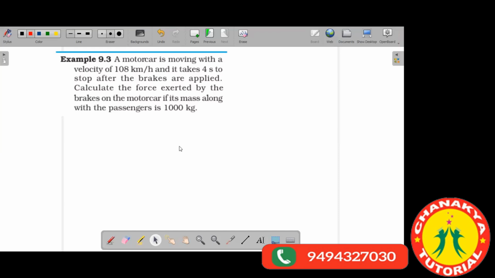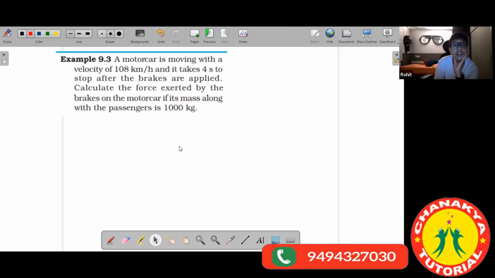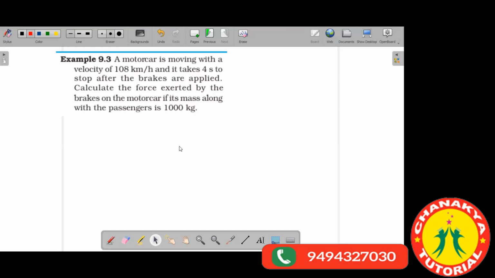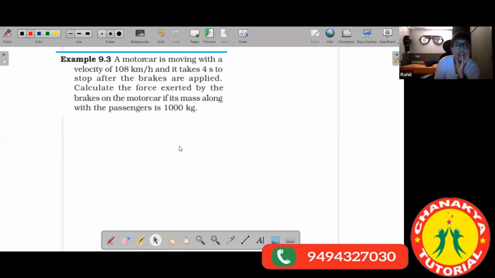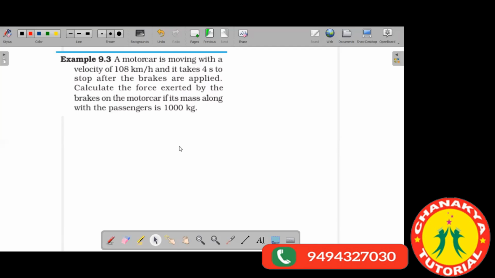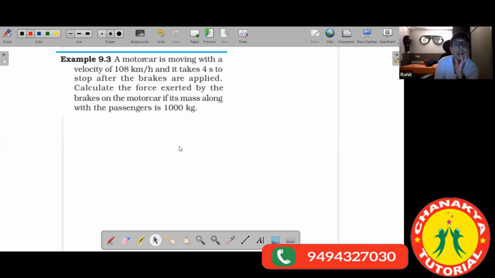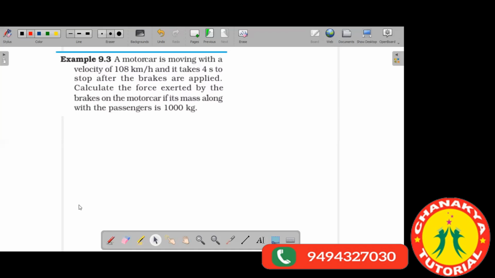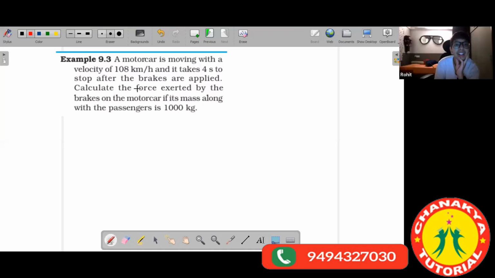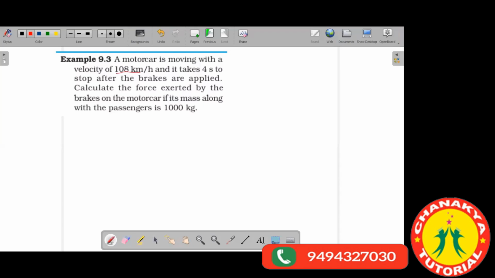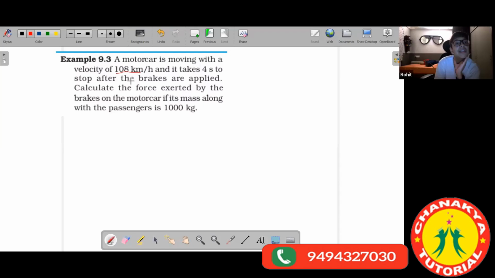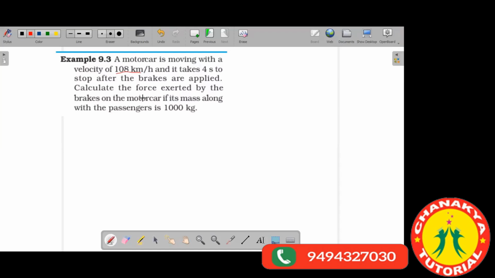So what all information is given here? Sir, initial velocity, time. Yeah, time is given here as 4 seconds. Yes, sir, and we also have the mass, which is 1000 kg, time 4 seconds, and velocity. Which velocity is this? Sir, final? Initial velocity. This is the initial velocity. Read the question again. A motor car is moving with the velocity. Will the final velocity be zero? Yeah, then the final velocity will be zero.